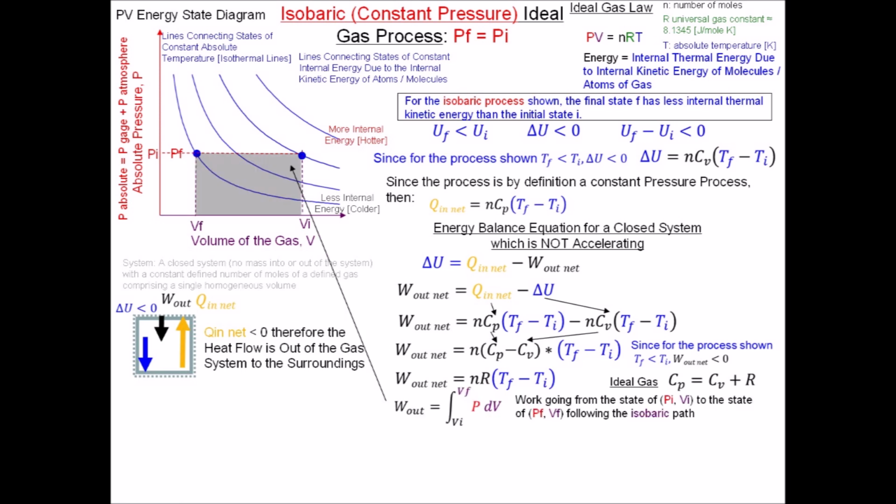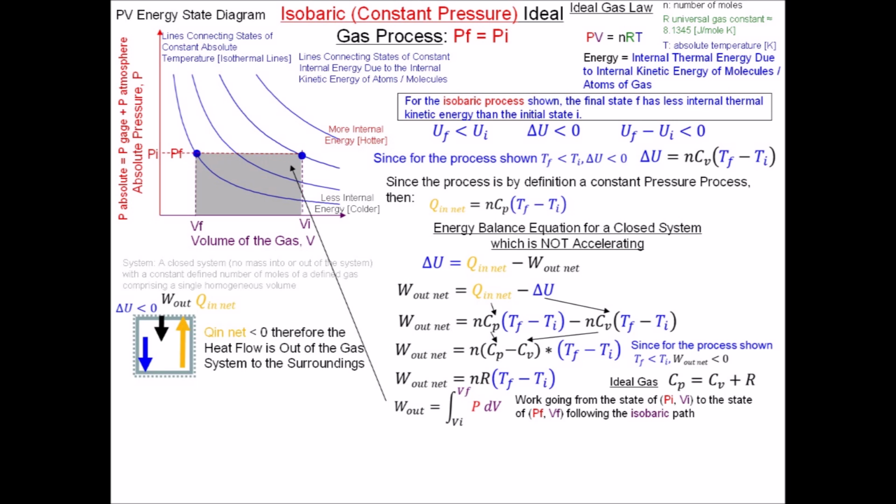Another way to directly calculate the work out of the system is the integrated quantity under the pressure curve going from the initial volume to the final volume, as shown in the PV energy state diagram in the gray area. So this was a constant pressure system, and we know that work depends on the path from the initial to the final states, and we're showing that the path follows this dashed red line in the absolute pressure versus volume diagram, going from this initial volume to the final volume. The final volume is less than the initial volume, so we know that work out of the system is negative, or work is going into the system.